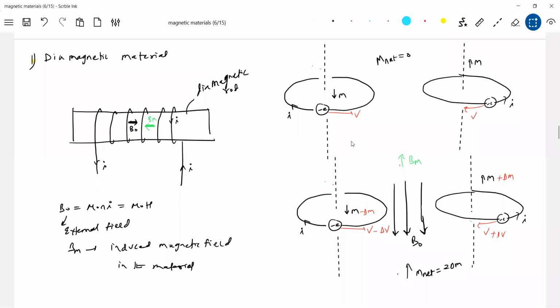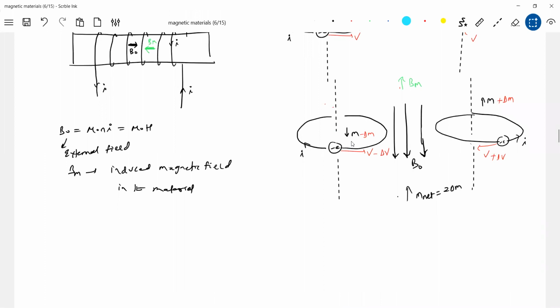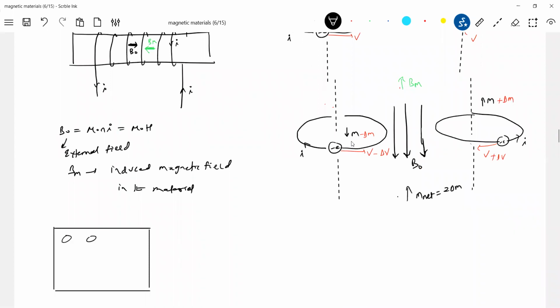So this is what happens in the revolving electrons. Now a net induced magnetic field is produced that acts opposite to the external field. That is the reason why BM is opposite to B naught. So this happens with the diamagnetic substance. I showed it in terms of a solenoid. So what is the net dipole moment of a substance? The net dipole moment will be 0 initially.